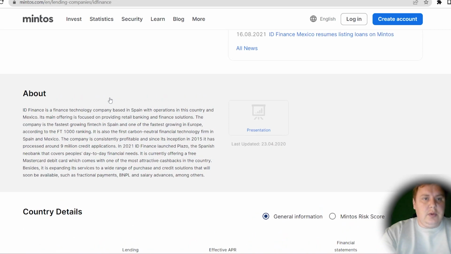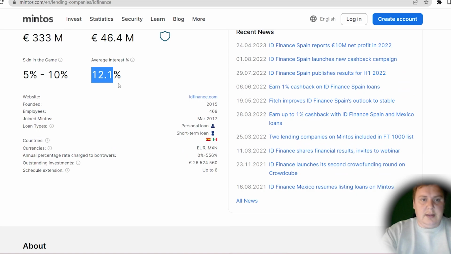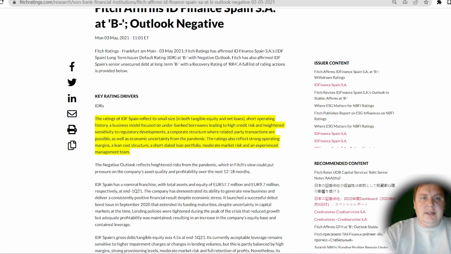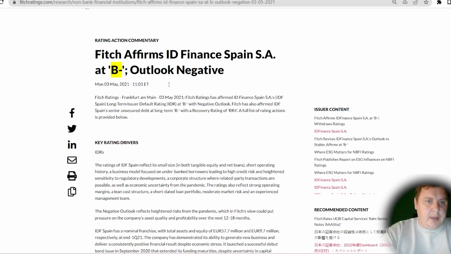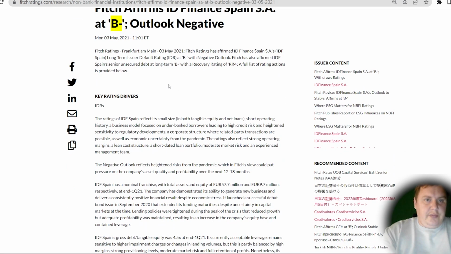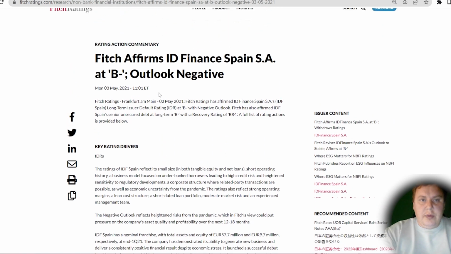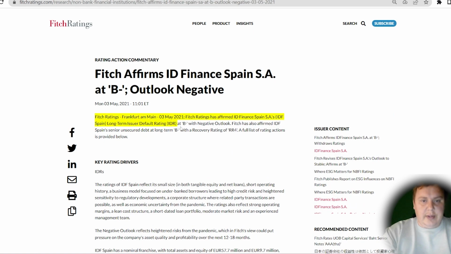Therefore we have to look in different sources, and luckily ID Finance has an external rating provided by Fitch. It's an old one, but this is the best we can get. So we see that this risk rate is B-. And unfortunately the Fitch rating is also not providing the classical probability of default, but we can compare it.